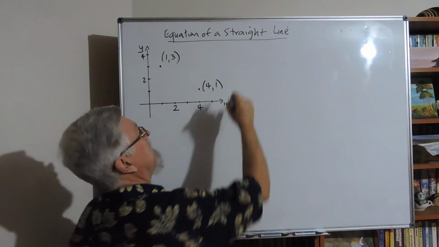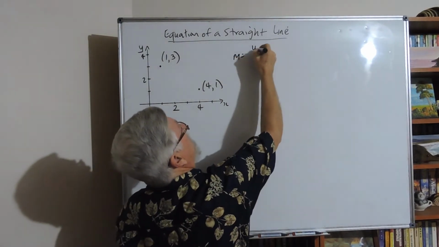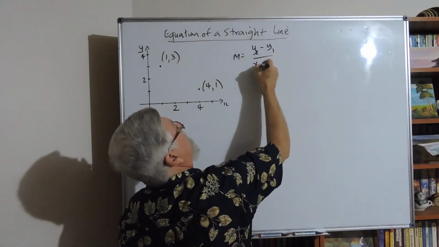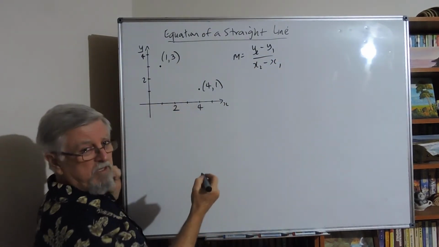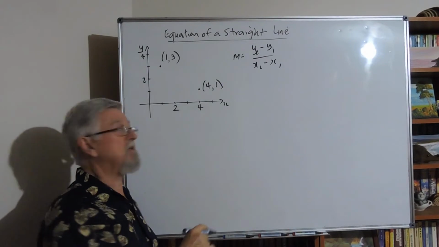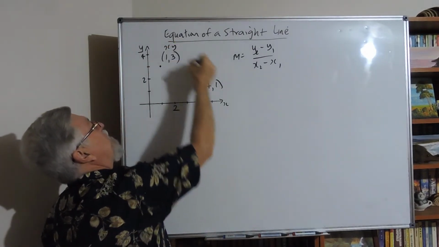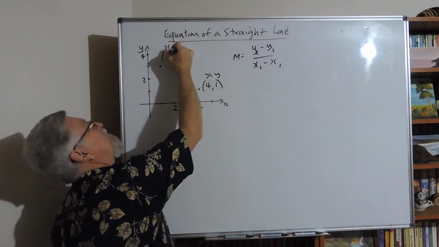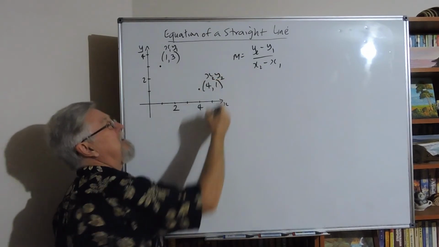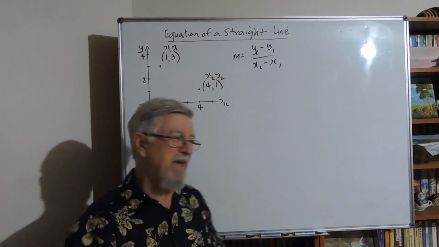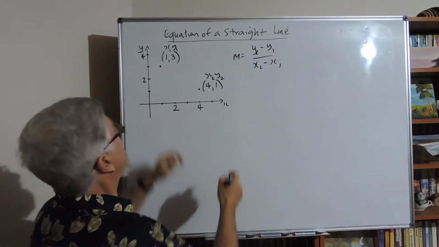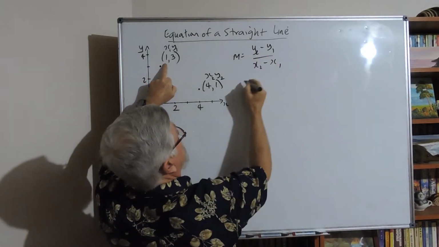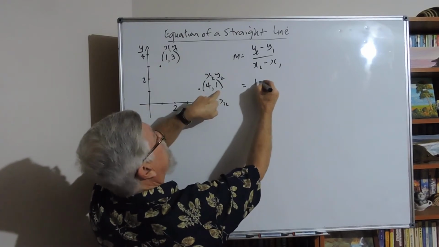But if we want to calculate the gradient, the formula for a gradient is y2 take y1 over x2 take x1. I still say to everyone, one of the quickest ways to save yourself making silly mistakes is to put x and y, then put the ones and then put the twos. It saves people mixing up. Amazing how many people put the numbers in the wrong spot. It's just so common.